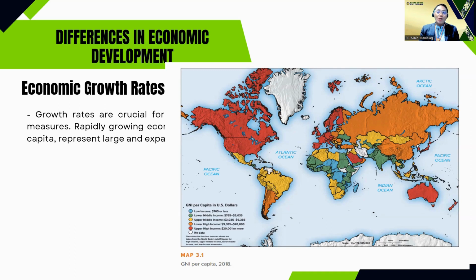The red color denotes upper high income countries with a GNI per capita of 20,001 and above or more. So these are the world's wealthiest economies with the highest living standard, the most developed markets, and the greatest economic complexity. Now, these maps provide visual differentiations of the countries based on their economic wealth, which is pivotal for understanding global economic disparities, assessing market potentials, and strategizing for international business operations.